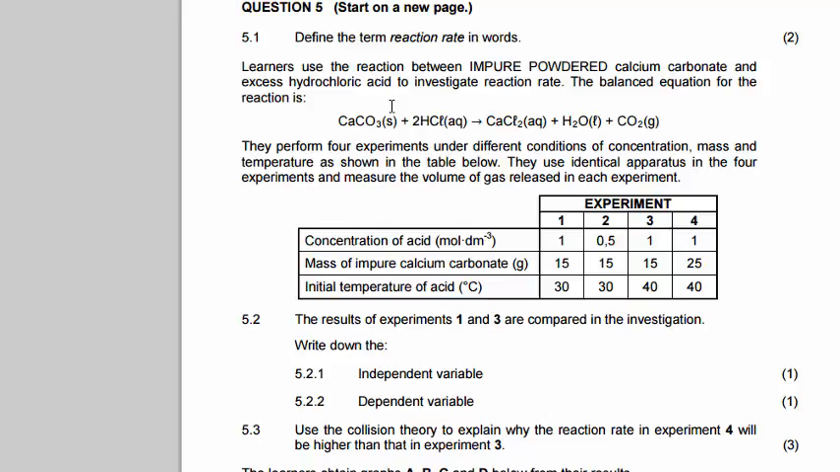Learners use the reaction between impure powdered calcium carbonate and an excess of hydrochloric acid to investigate reaction rate. So there's a powder being added to the acid, or probably the other way around. The balanced equation for the reaction is, that was kind of them to give you the balance: calcium carbonate plus 2 hydrochloric acids produce calcium chloride, water, and CO2 gas. They perform 4 experiments under different conditions of concentration, mass, and temperature, as shown in the table below.